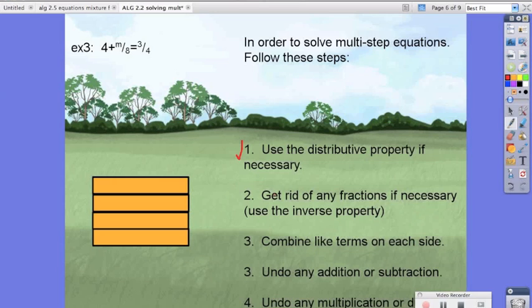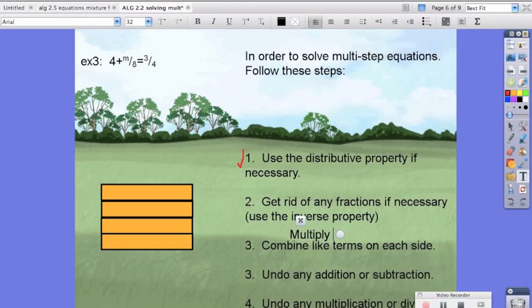Number 2 says get rid of any fractions if necessary, which in this case we do. We have divide 8 and divide 4. So let's add an extra hint over here. An extra thing we could do is multiply by the LCD to get rid of the fractions. So we are going to multiply both sides by 8. The reason why we multiply both sides by 8 is so we can eliminate the divide 8 and the divide 4. So 8 times 4 is 32.